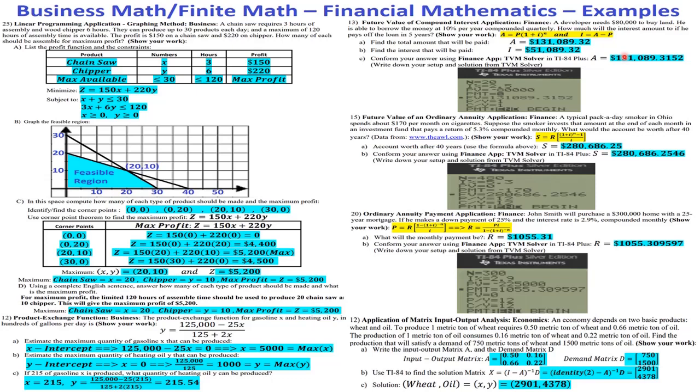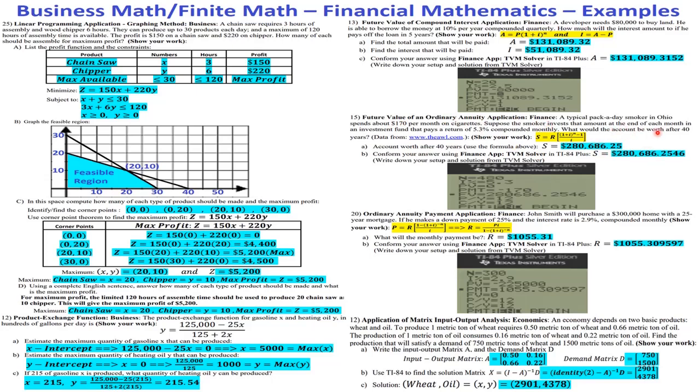So you can use this formula, or you can also use the TVM solver in the TI-84. You simply put in the numbers, n and i, then you come here, press alpha solve, and it will give you the solution. Then number 15 is also an ordinary annuity.